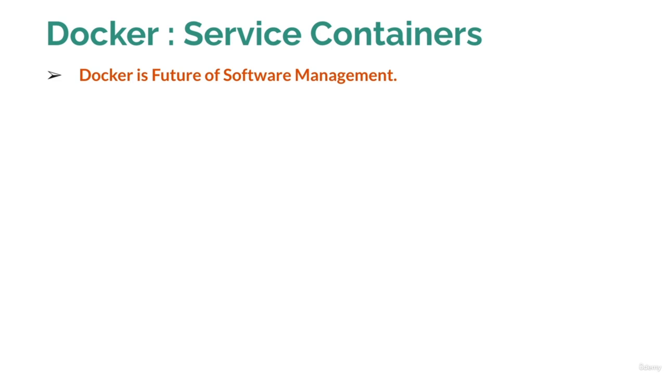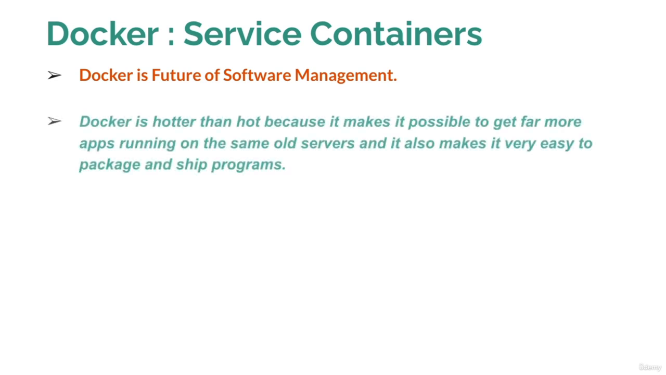You will see that Docker has made revolutionary changes in software development and software management, because there are multiple things using which Docker has minimized the operational cost and maximized the application availability. So what are those things? Docker is hotter than hot because it makes it possible to get more and more apps running on the same old server. Additionally, it also makes it very easy to package and ship the program. So that is the complete life cycle of the software application.